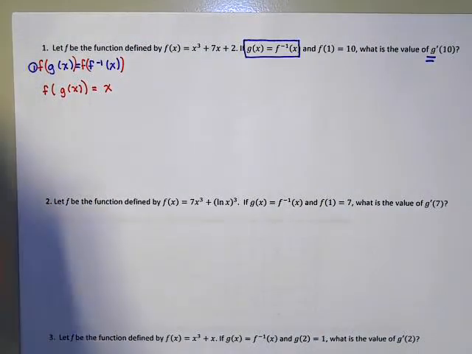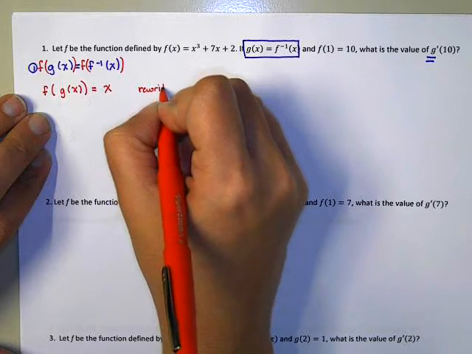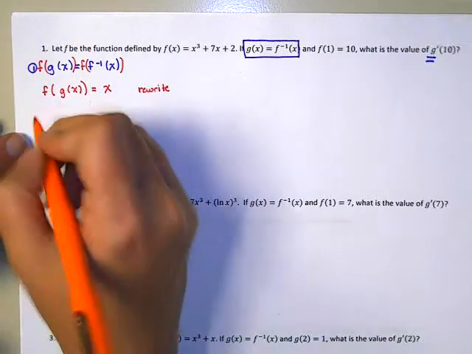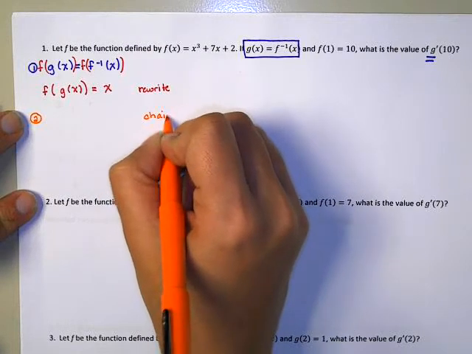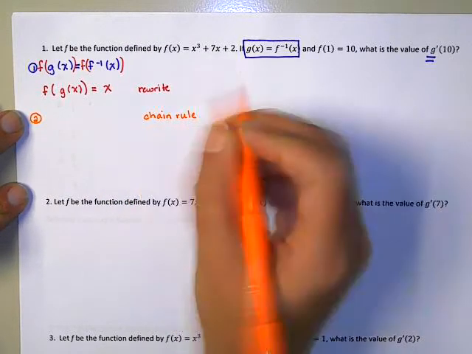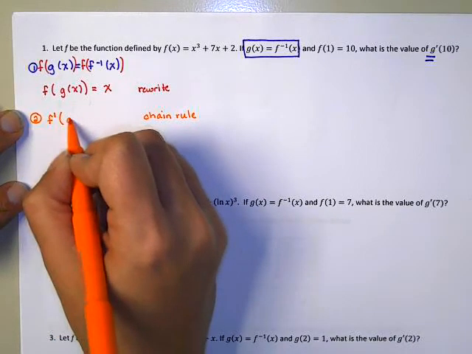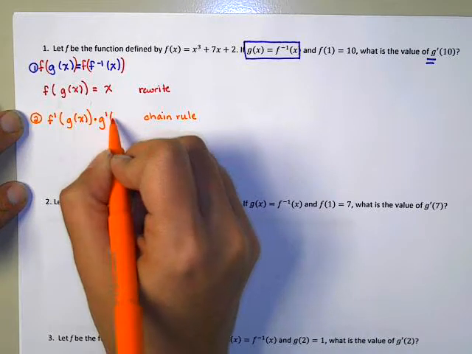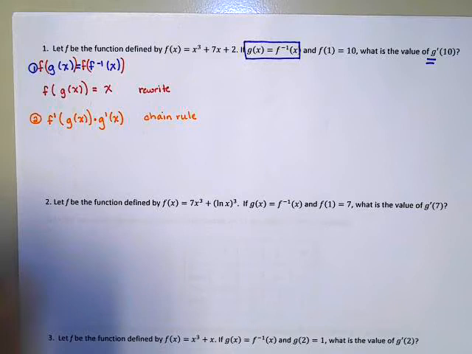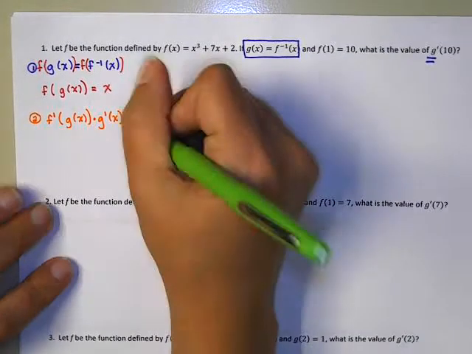So this was step 1, which was rewrite. From here, I'm going to use chain rule. So take the derivative using chain rule. The derivative of the left side, I would take the derivative of the outside, leave the inside alone, times the derivative of the inside. And on the right side, I would take the derivative of x, which is just 1.